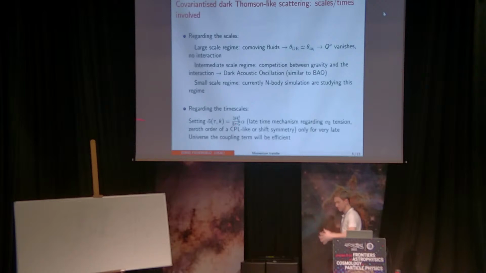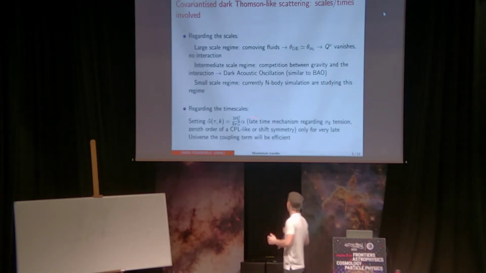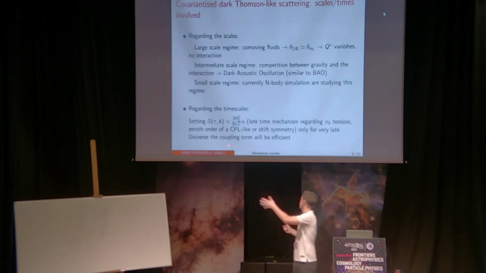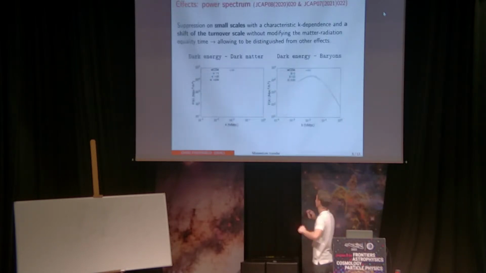And regarding the time scales, if you use this very simple model with a constant alpha, this interaction will be efficient in the late universe, so it will be very useful for the sigma 8 tension. There is also a CPL-like parameterization motivated by symmetries. Well, it's not important now.